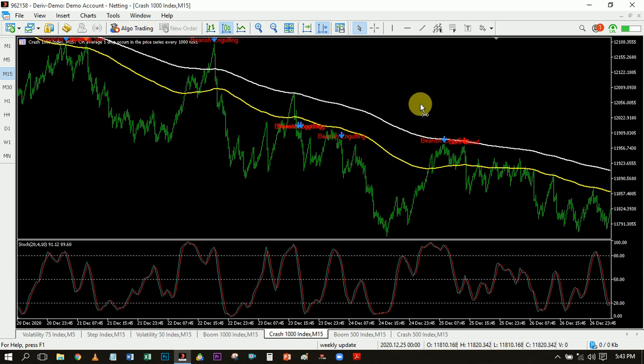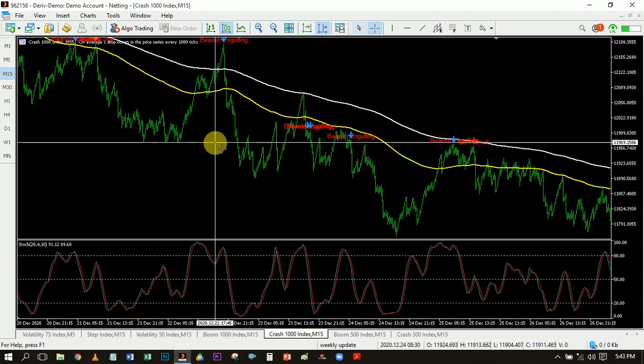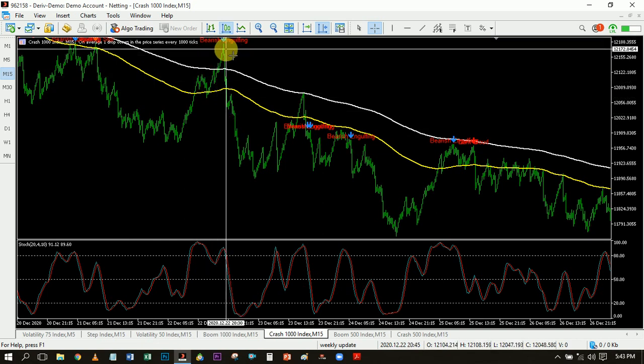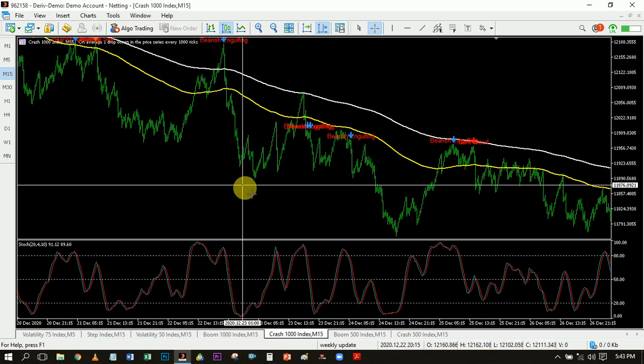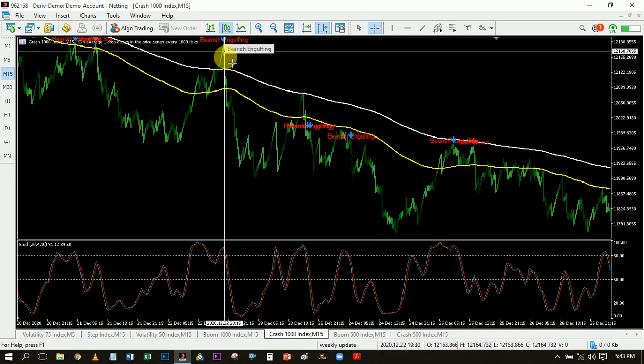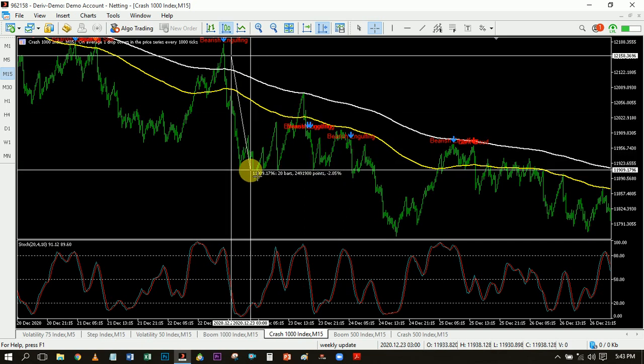You can see the same thing here. You can see what happened here. The candlestick formed here. You can see bearish engulfing. Then the price went down. After the candle finished forming, you place a sell here. Then you ride this wave down.